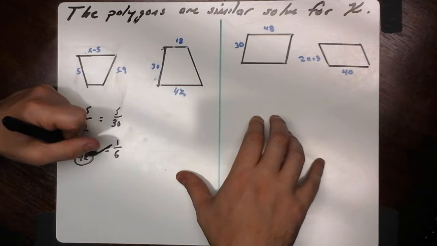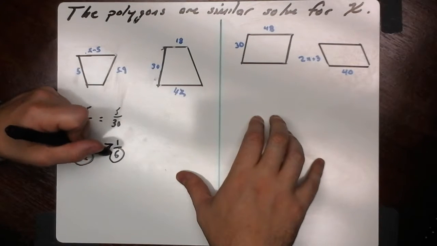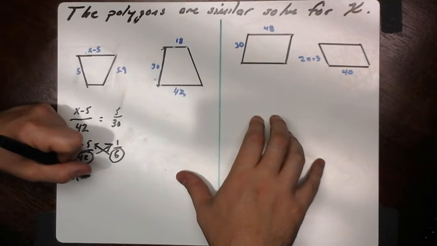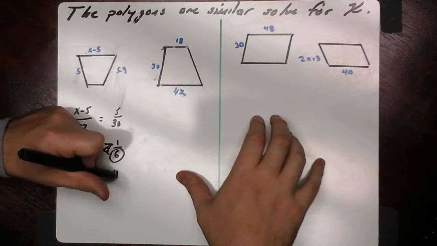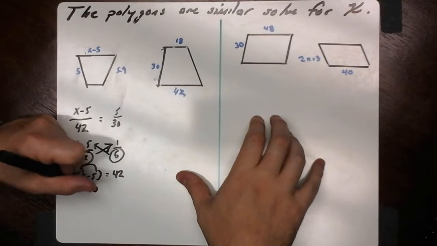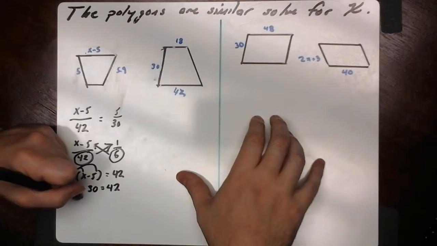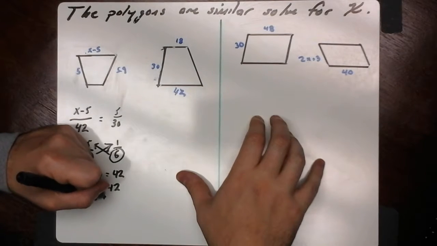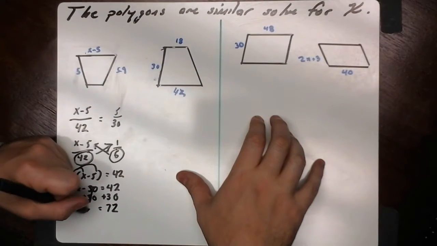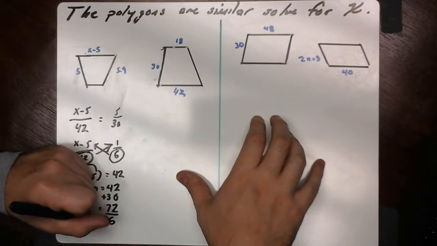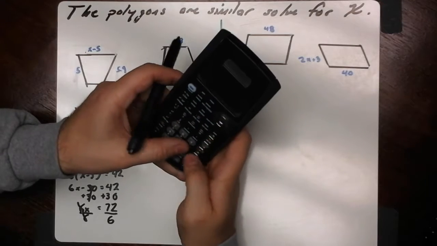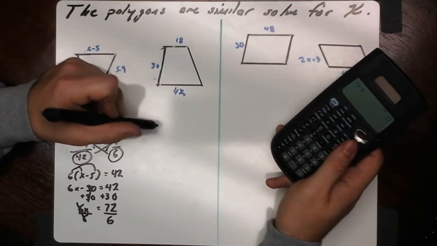So this is going to head to the 1, and the 6 is going to multiply the x minus 5. 6(x minus 5) equals 42. Now I'm going to distribute that 6, and I get 6x minus 30 equals 42. I'm going to add 30. So that's going to become 72 equals 6x. I'm going to divide by 6 to undo that multiplication. And 72 divided by 6, I got 12.